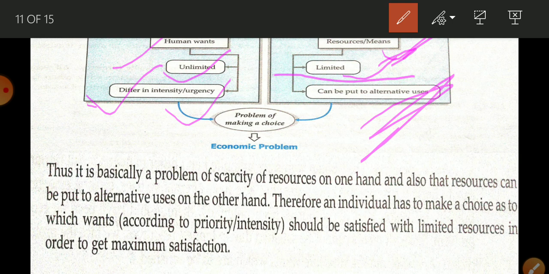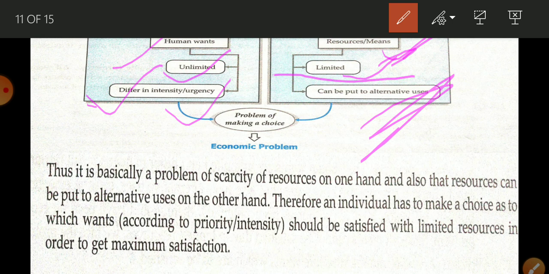So this is what can be put to alternative uses means, जब हम किसी चीज़ को कई तरीके से यूज़ कर सकते हैं. Take one more example, the example of milk. You can drink it, you can make a beverage, cold coffee, tea, you can make curd, you can use it in making cheese. So there are many uses. This is known as can be put to alternative uses.